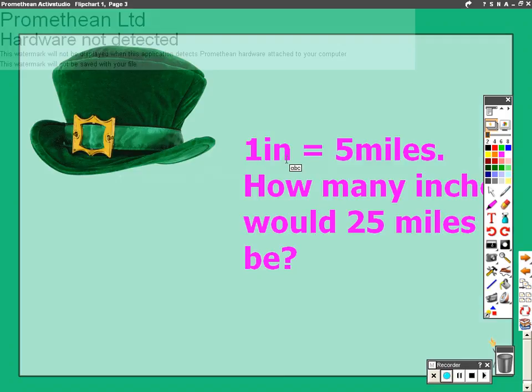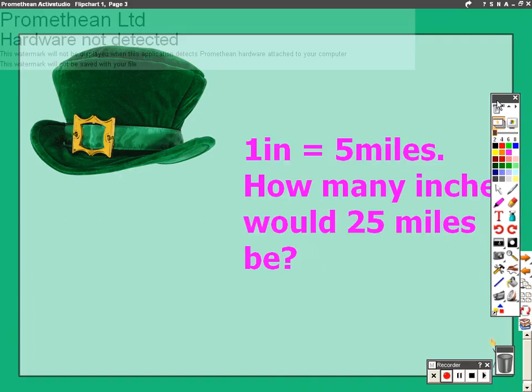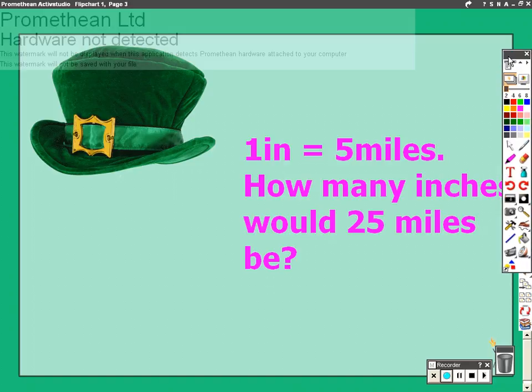If I told you 1 inch was equal to 5 miles, if that was my scale, how many inches would 25 miles be? Well, the key to doing this is to set up my formula. So my two measurements would be inches and miles. So I'm going to make a fraction, inches over miles. Now I have a formula, and I'm going to keep my formula. Situation 1 says that 1 inch is 5 miles. In situation 2, I only know 25 miles.